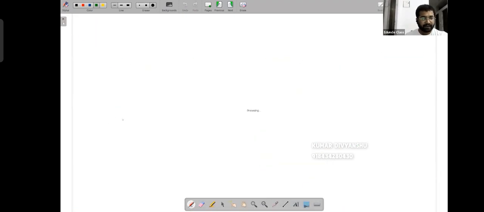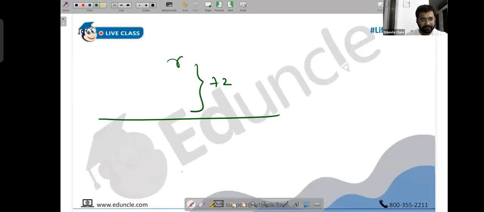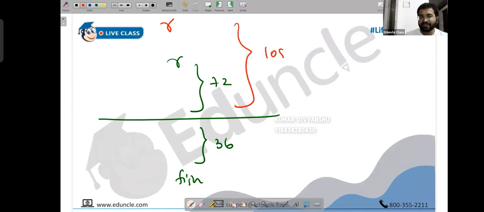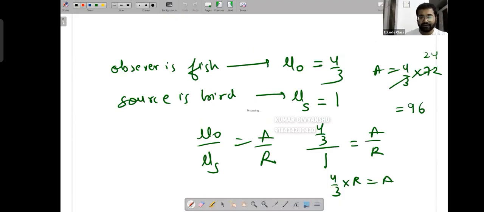See, initially bird is here at a distance of 72. Okay, fish is here at a distance of 36. Now fish is observing the bird. Apparent won't be smaller. Now apparent will be larger. It's the other way around. So where will the fish see the bird? Fish will think that the bird is somewhere here. It will be larger this side. It won't be smaller this side. It's the other way around. Obviously you got that, right? You found out 96.